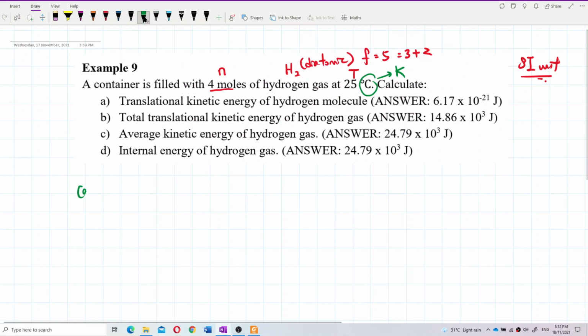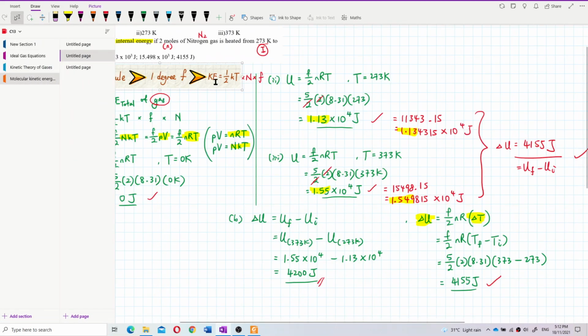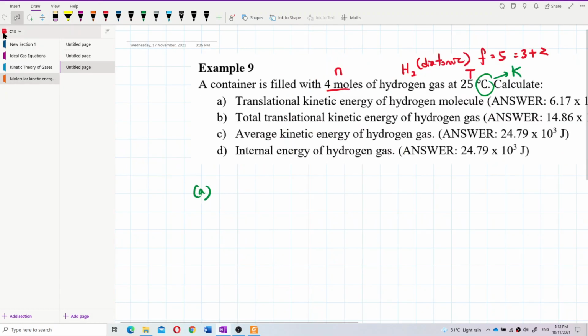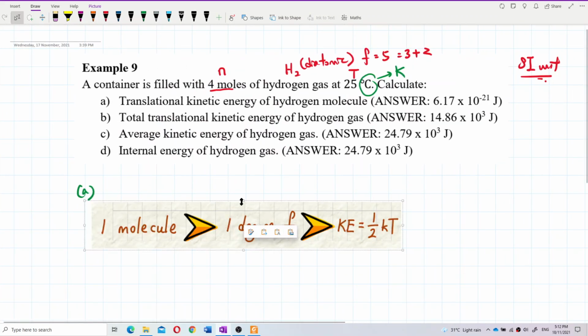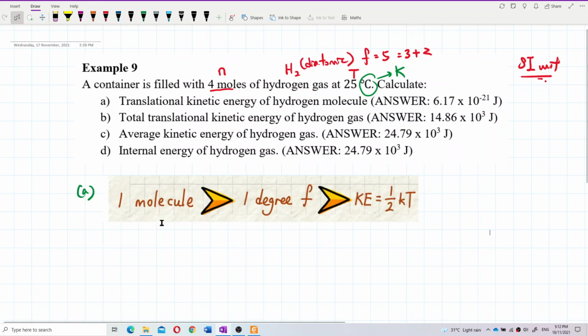Question A. Now we build the equation first. I always like to build the equation first, from the basic concept. For one molecule and 1 degree of freedom, the kinetic energy is only half kT. Half kT. So if you want to find kinetic energy, I start with half kT.